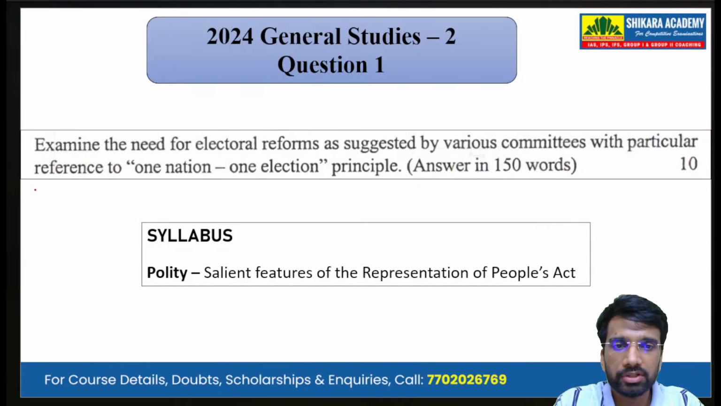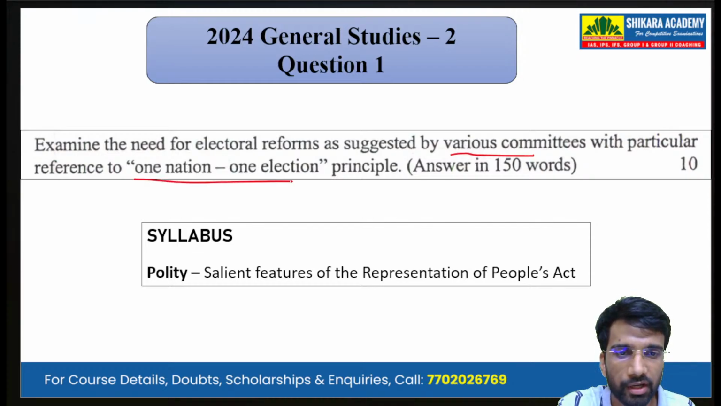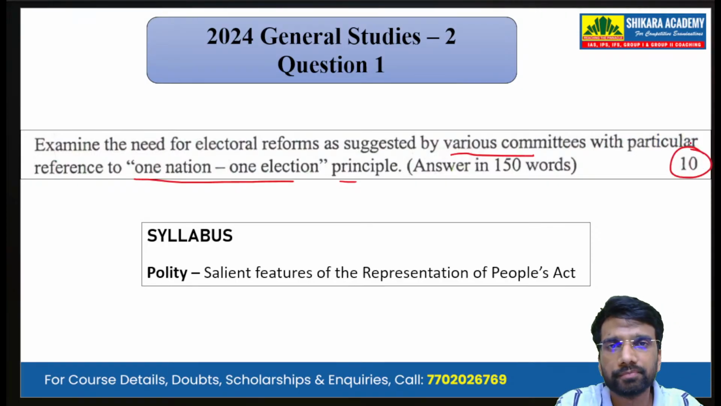This particular question is question number 1 asked in the 2024 UPSC General Studies Paper 2. Examine the need for electoral reforms as suggested by various committees with particular reference to one nation, one election principle. A 10-mark question that we have to answer in 150 words.